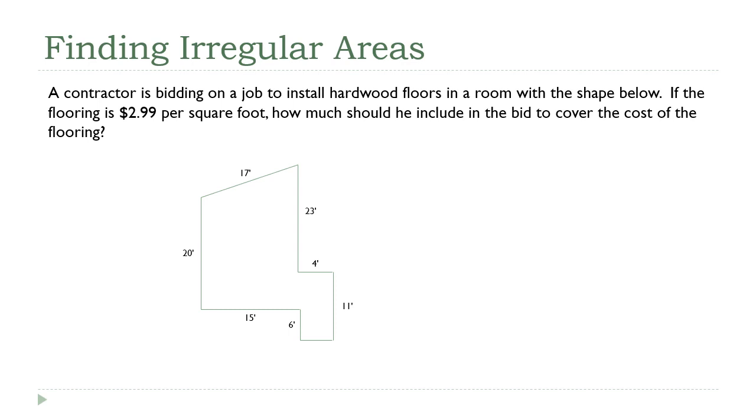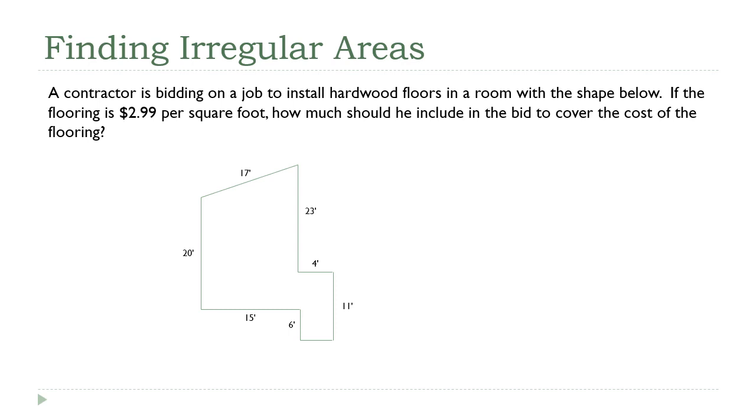So I've got another example for us here, and this one, there's a little more to it. We have a contractor, he's bidding on a job to install hardwood floors in a room with this shape. So this is a little closer to the question my father was asking years ago. I know the flooring is $2.99 per square foot, and I want to know what his bid should be, just for the materials here.